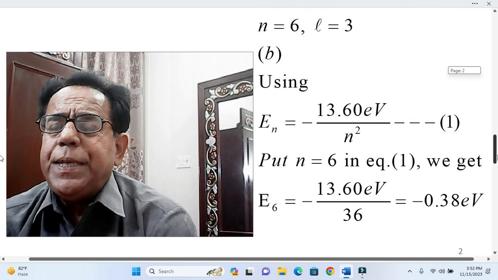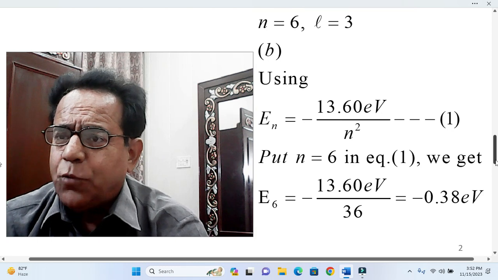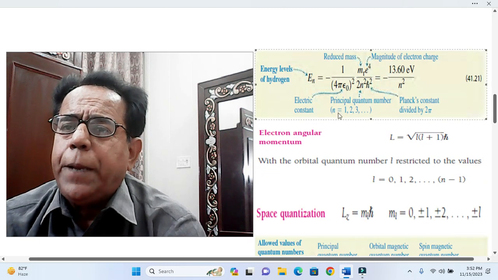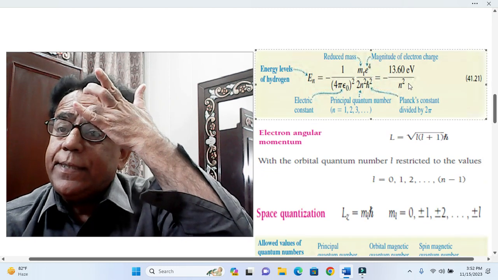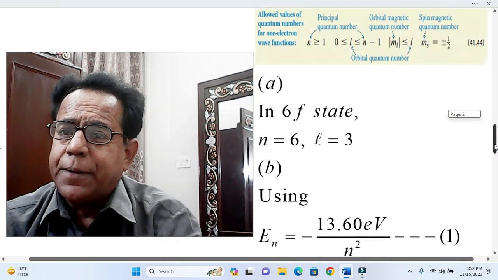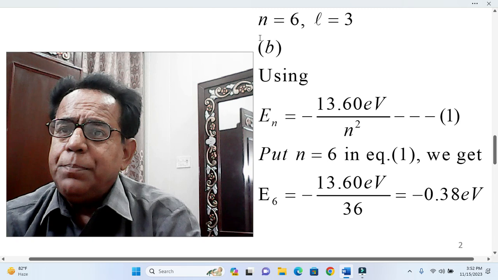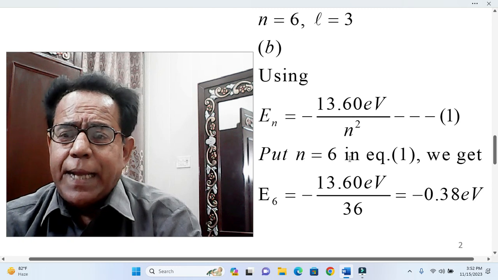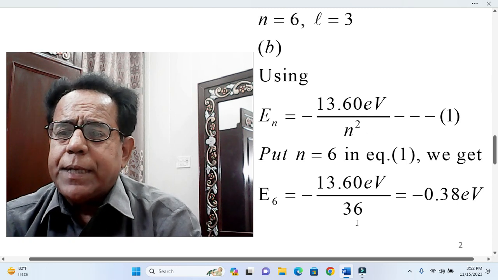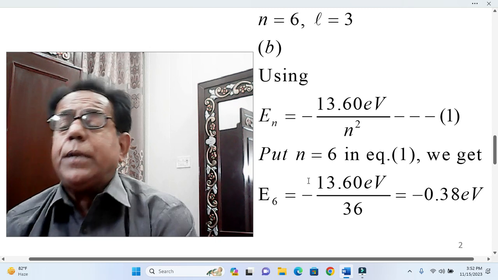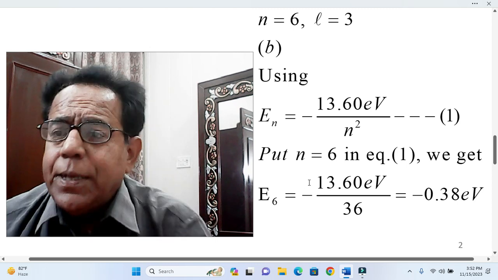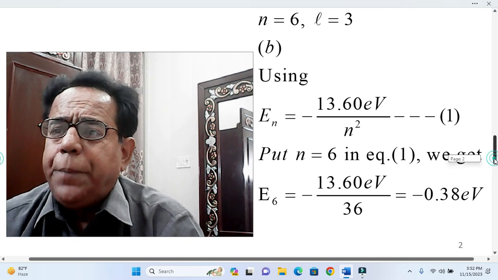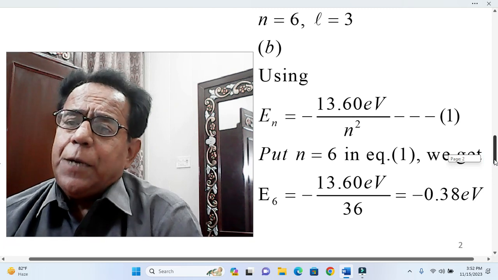Now part B, En is equal to minus 13.60 electron volt over n square. We move back to this snapshot that has been followed. Here we will put n equal to 6, because in part A it is said that n equal to 6 and l equal to 3. When n equal to 6 is put, in the denominator we get 36, and 13.60 divided by 36 gives E6 equal to minus 0.38 electron volt. Okay, so part B has also been solved.